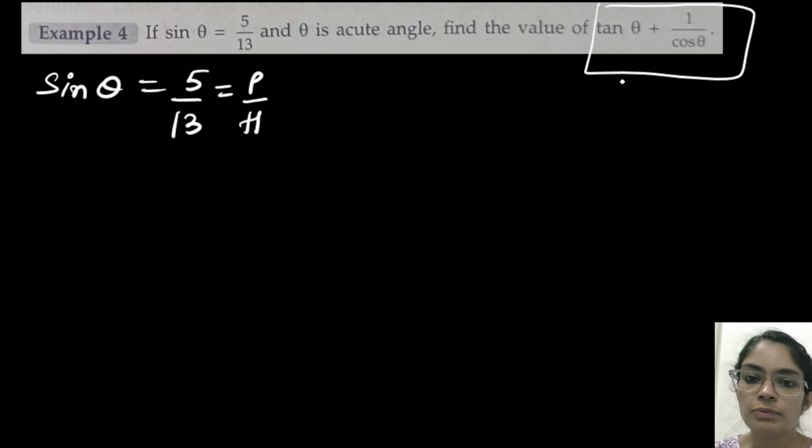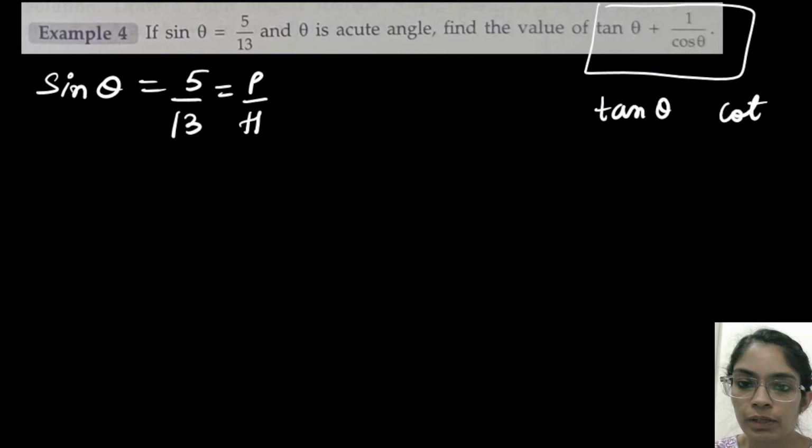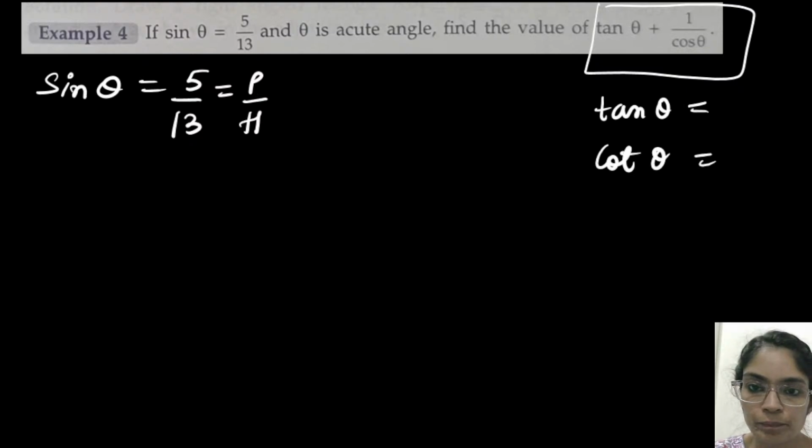Sin theta is given to us as in the previous question. The concept which we used, same concept we will use. We'll make use of the formula: perpendicular by hypotenuse. Because we have to find the value of tan theta and cot theta, then only after finding their values can we substitute in the given expression. So for that we need all three sides of the triangle.